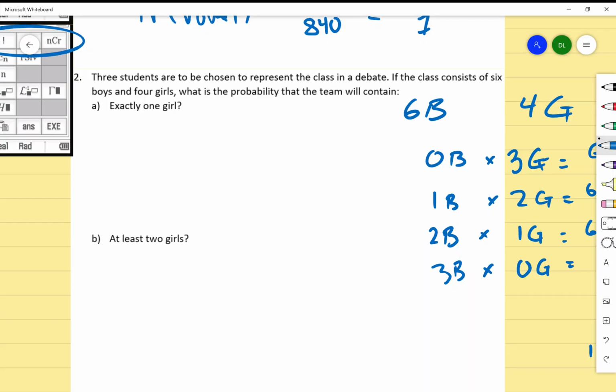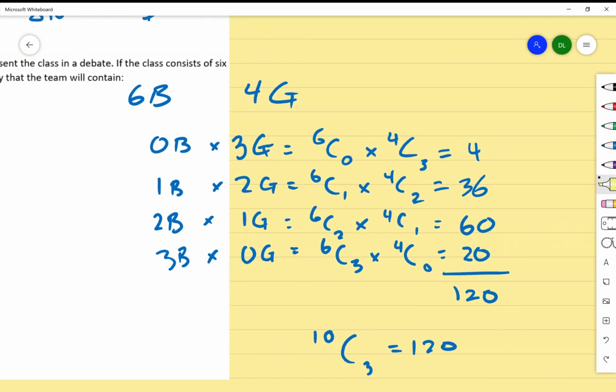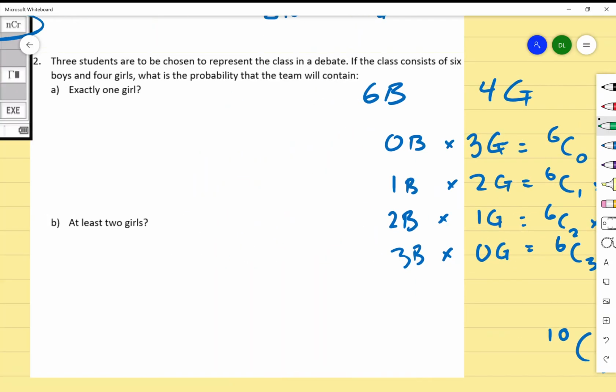Now, if we're trying to find the probability that the team will contain exactly 1 girl, what I'm going to do is refer back to this. I know that 1 girl is this value right here, or this row I should say, which gives me a value of 60. So there's 60 situations where the answer is 1 girl. And so I'm going to go ahead and write 60 over 120, which simplifies to half.